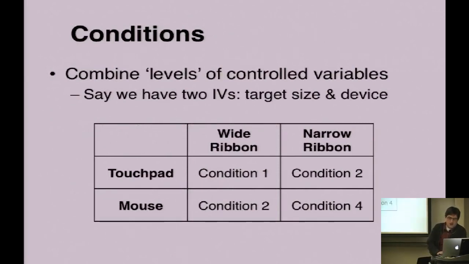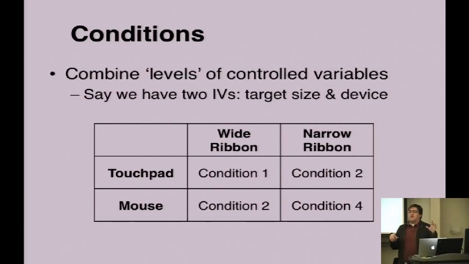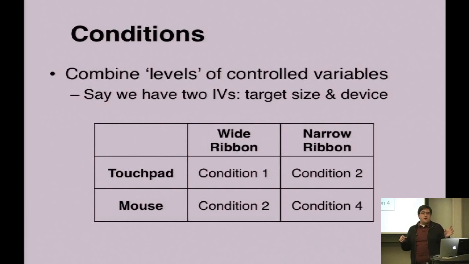This is going to be jumping a little bit, but when we're talking about independent variables, a lot of times we need to figure out how to set up the conditions. So conditions are combinations of the independent variable. So pretend I'm doing a much simpler version of the homework. All I'm doing is changing the device a person uses and changing how big the ribbons are. I'm not moving them around or doing anything like that.